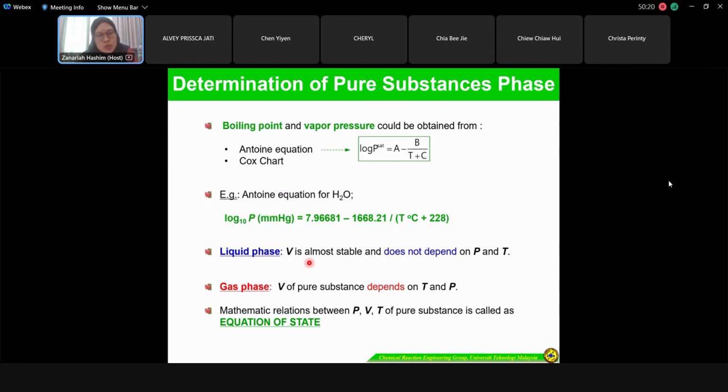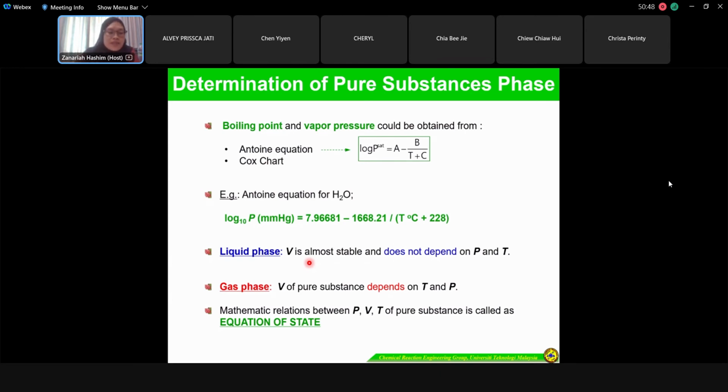Even if you change the temperature or if you change the pressure, the volume normally does not change much if it's in liquid. Let's say you have 100 milliliter at room temperature and you heat the liquid to say 70 degrees Celsius, the volume normally is still the same, 100 milliliter.